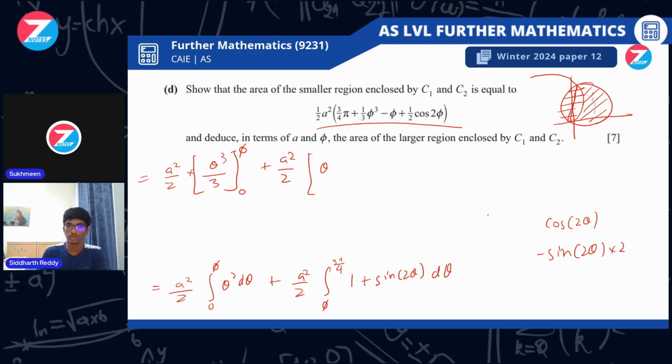Now in this question, there's no minus sign, so in order to counteract it, we have to add a minus sign here. And there's no times 2 also, so you have to divide by 2. So the antiderivative of sine 2 theta will be minus cos 2 theta by 2, and this is going from 5 to 3 pi by 4.